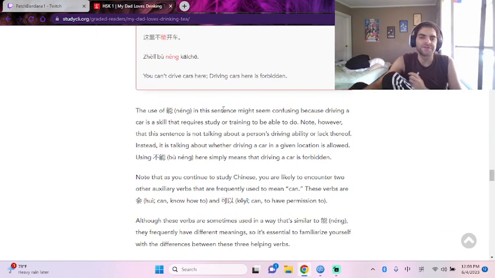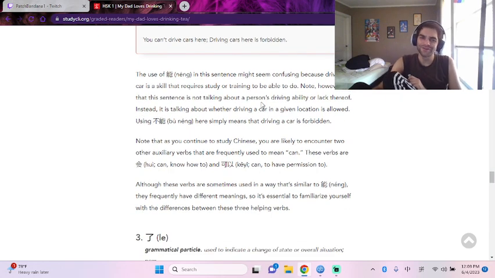The use of 能 in this sentence might seem confusing because driving a car is a skill that requires study or training to be able to do. So is eating 6 bowls of rice. Note, however, that this sentence is not talking about a person's driving ability or lack thereof. Instead, it is talking about whether driving a car in a given location is allowed. Using 不能 here simply means that driving a car is forbidden.